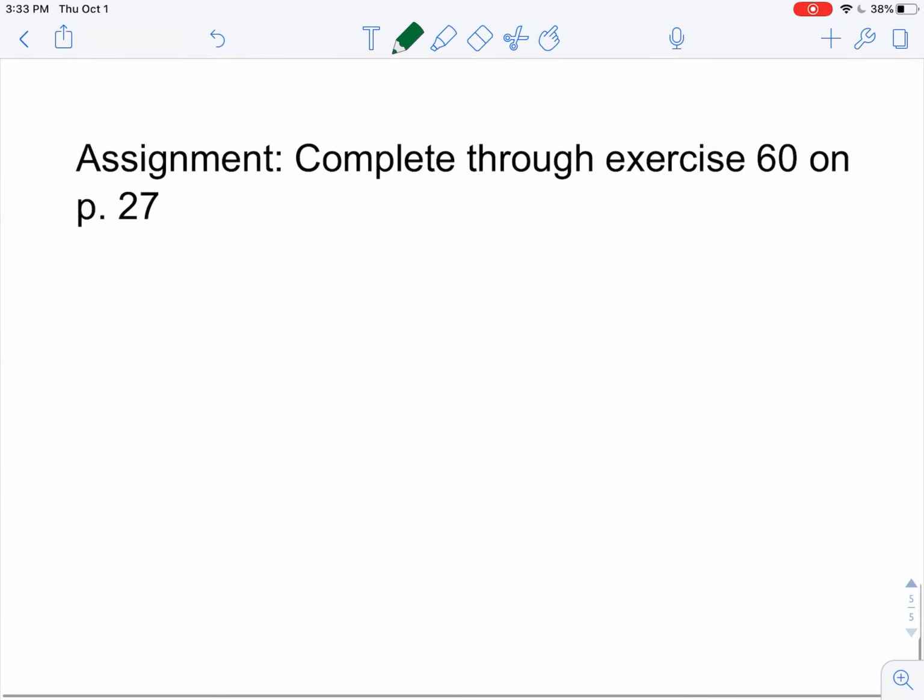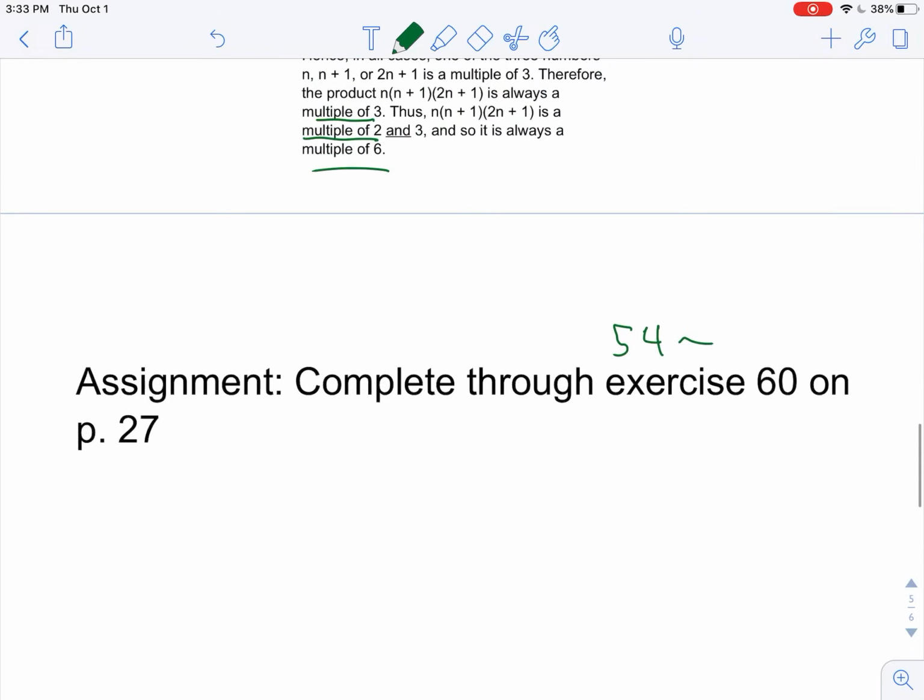Okay, I hope that helps you as you're filling in the exercises up through 60. So you're starting on 54 through 60. Again, if you encounter these problems, feel free to reference back to these notes.